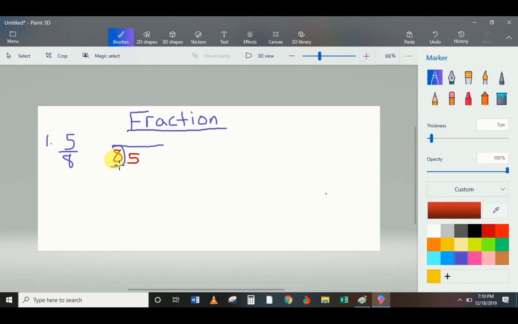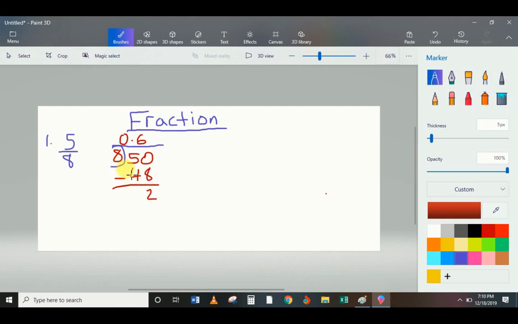So 8 into 5, you can't. So you put a 0 right here and a point, and add a 0 right here. So 8 into 50 goes 6 times. So write 6 up there. So 8 times 6 is 48. So I'm going to write 48 right here and minus the 48 from the 50. So 48 from 50 leaves 2.